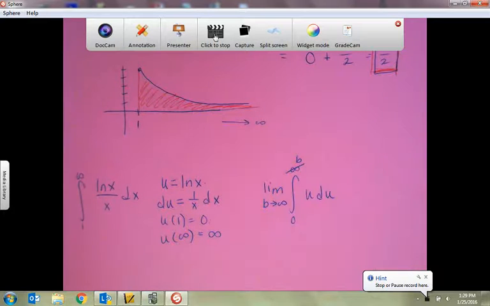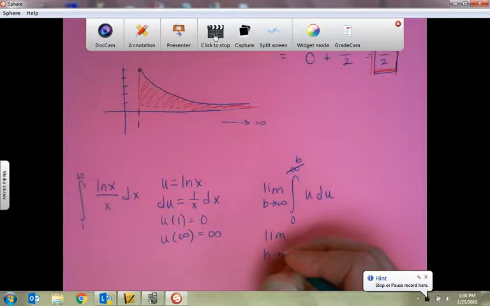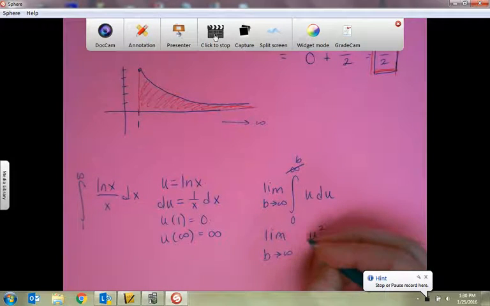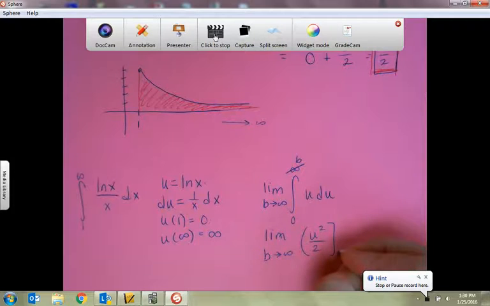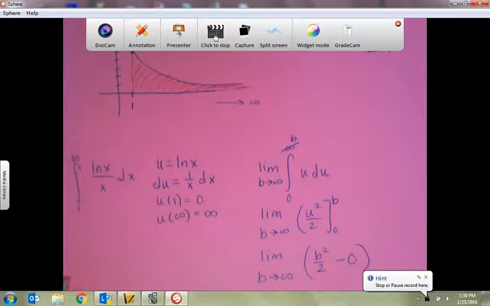Okay, so now as I look at this, I can see as I go to infinity, this is bigger on top, so that's infinity minus 0, which is infinity. So if I was to look at the graph of this ln of x over x, and I'm going from 1 to infinity, this area actually grows infinitely here.